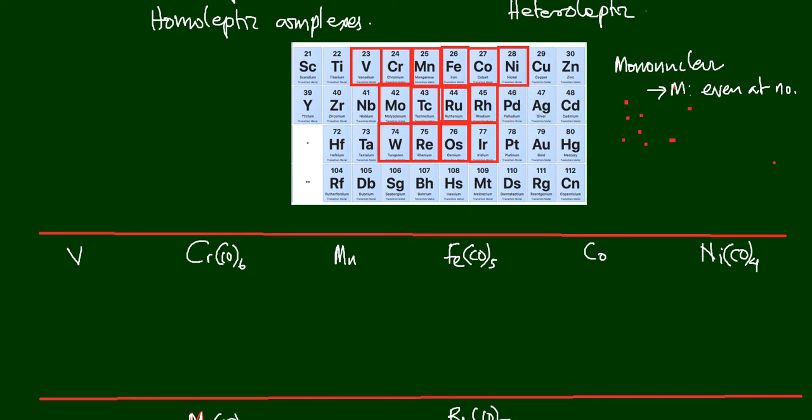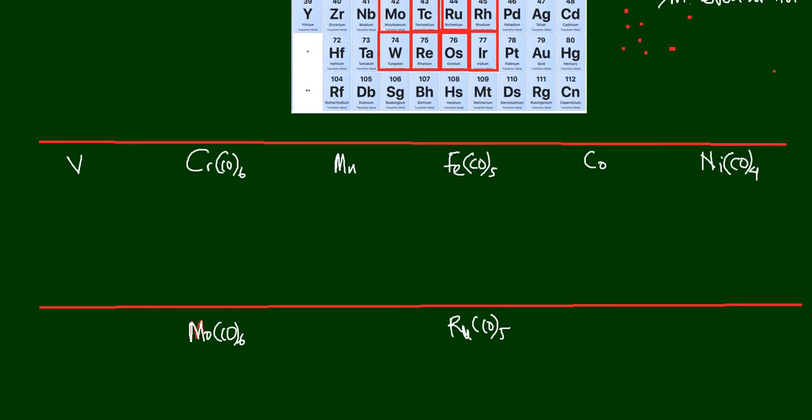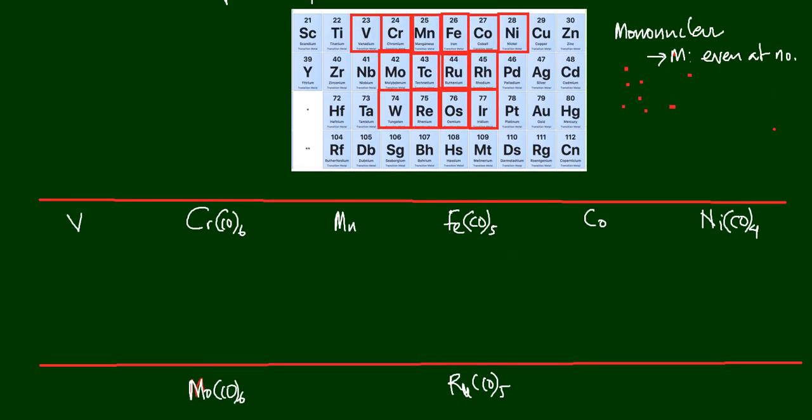And now there is an exception. See, vanadium has atomic number 23, which is an odd number, yet vanadium also gives a mononuclear carbonyl complex. So this is an exception: V(CO)6. This is a stable organometallic carbonyl complex. Even though vanadium has an odd atomic number, it gives a mononuclear carbonyl complex.